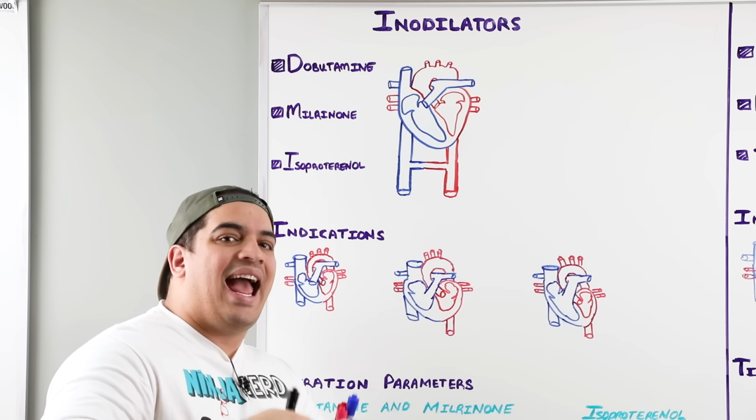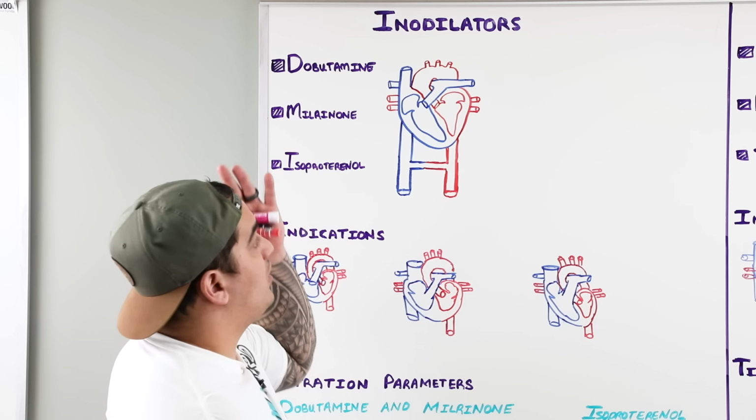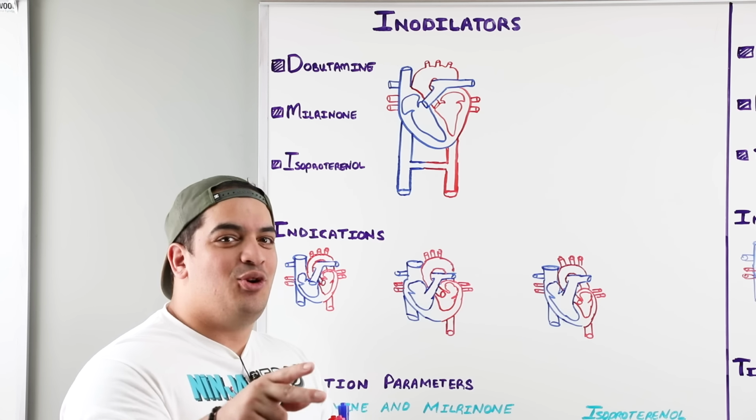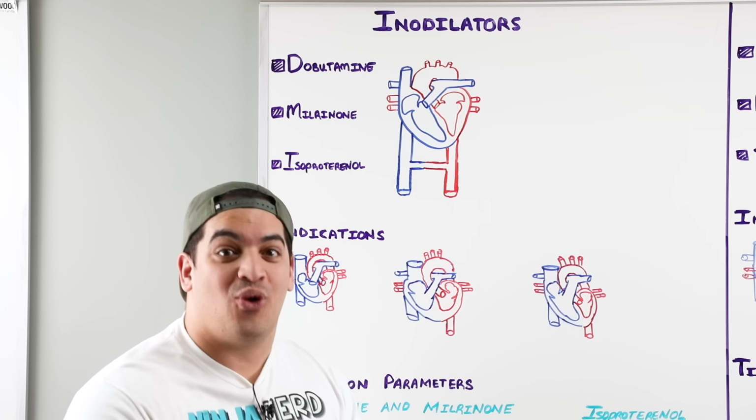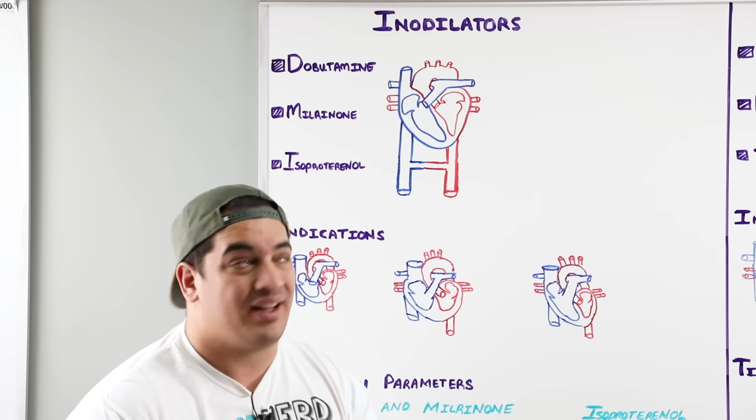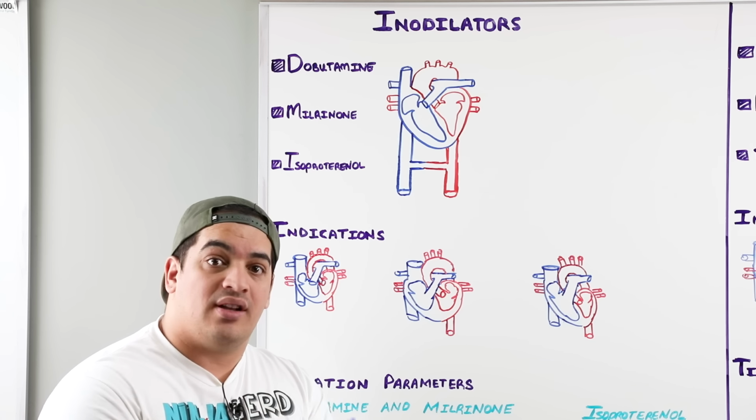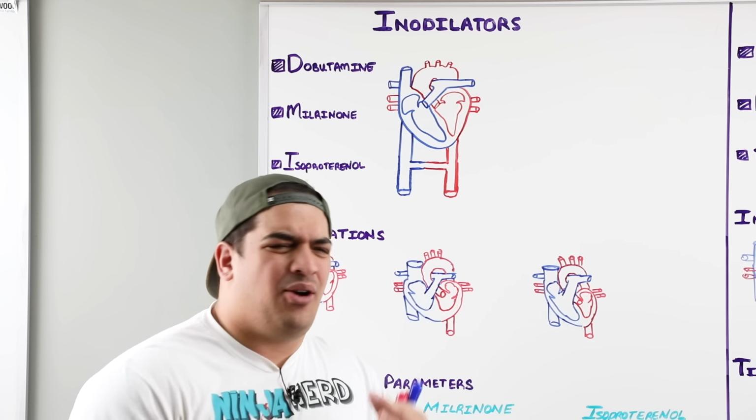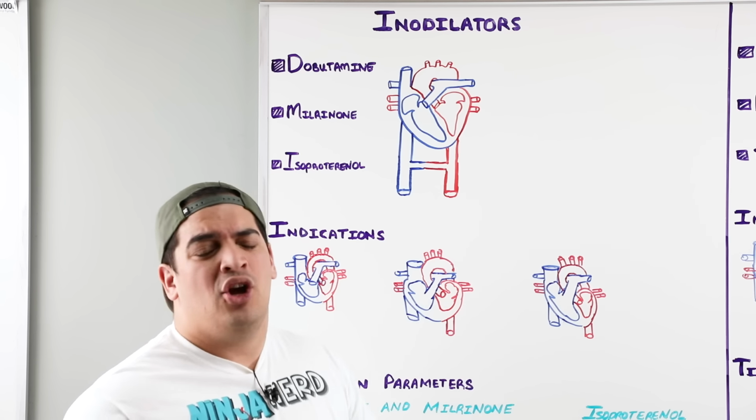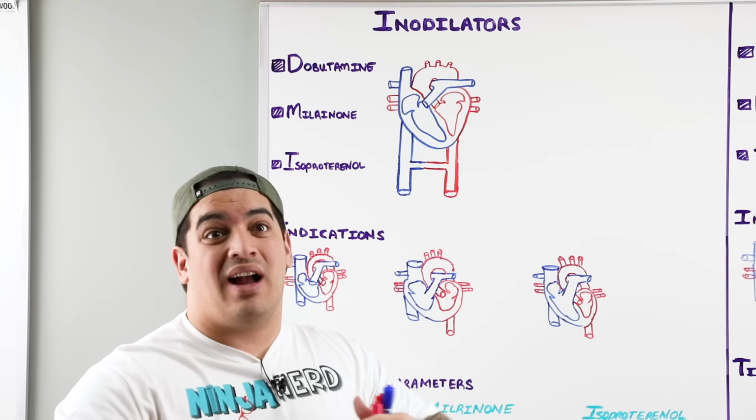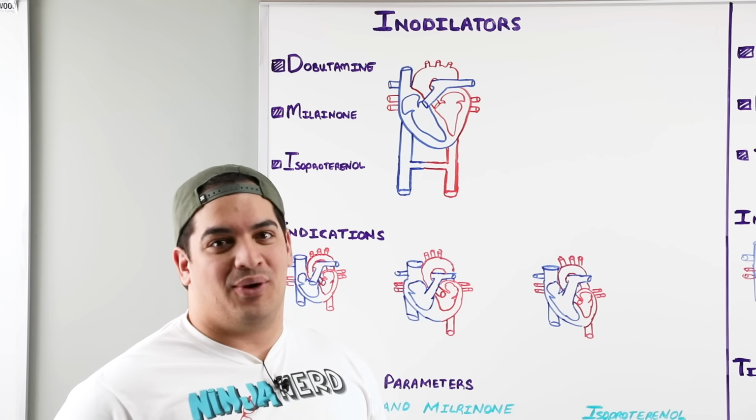So the first category of vasopressors is what's called our inodilators. Inodilators, there's two parts to this. Ino is inotropic, so it's going to cause an increase in contractility of the heart. And dilator is it's going to cause a vasodilation of the peripheral vessels. Now, how does that help us out? What are the indications we'd use these in? What are our titration parameters? What are the pros? What are the cons of this drug? How do they even work? That's what we're going to focus on now.